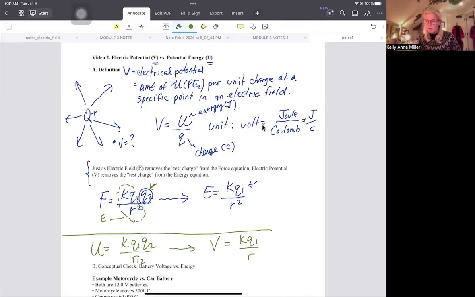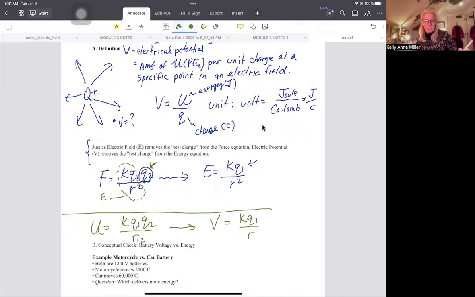So we can say the change in potential is equal to the change in potential energy divided by the charge. I'm getting rid of the test charge, dividing it out, and that equals the negative of the work divided by Q. That's just another way of expressing it.